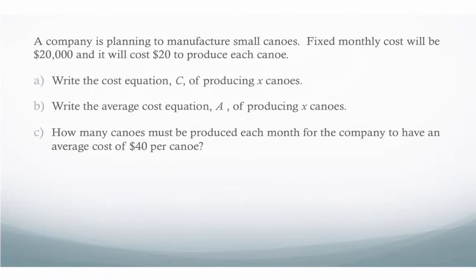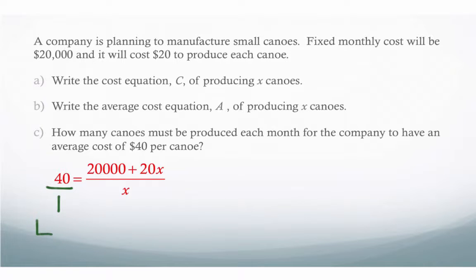Lastly, I want to figure out how many canoes I must produce each month for the company to have an average cost of $40 per canoe. So my equation here is I'm going to set my average cost equation that I found in step B equal to 40. This is a proportion, and a proportion we could always solve by cross multiplying. So 40 we know is really 40 over 1.